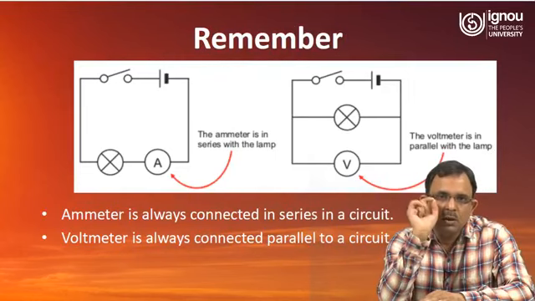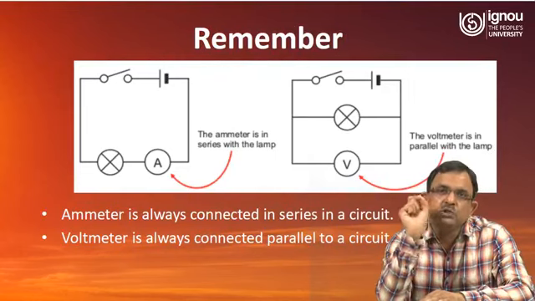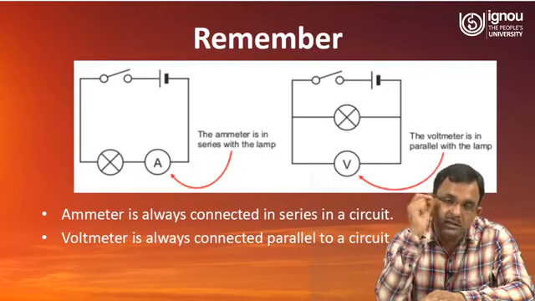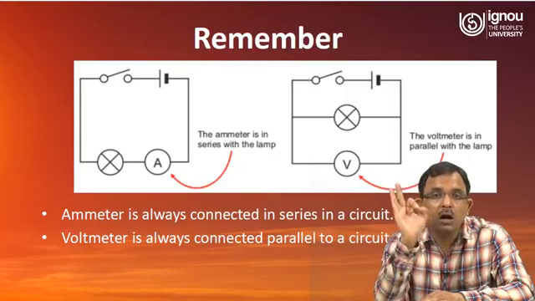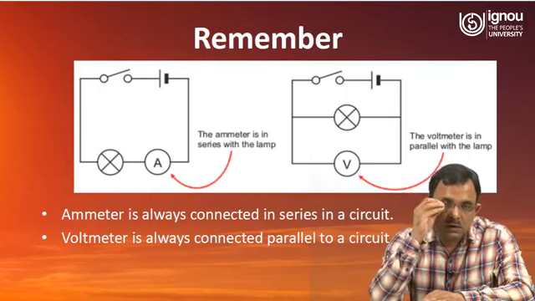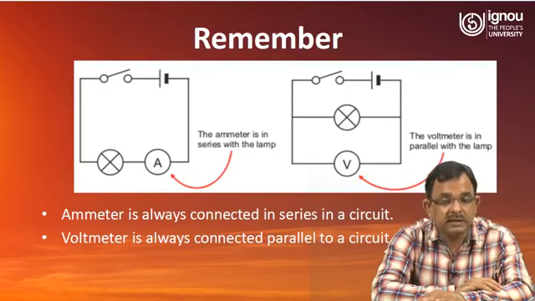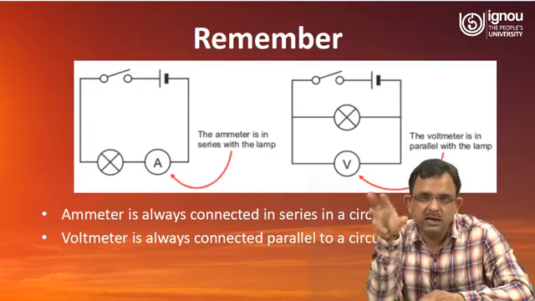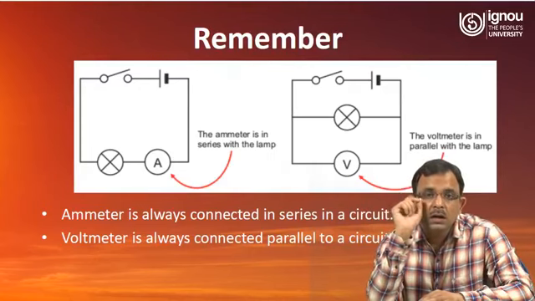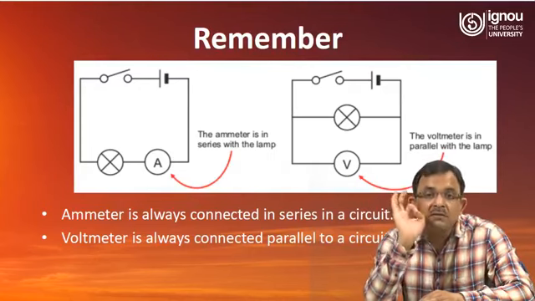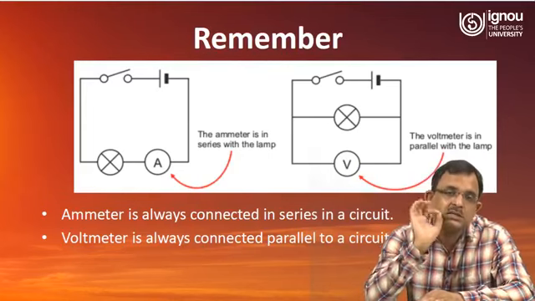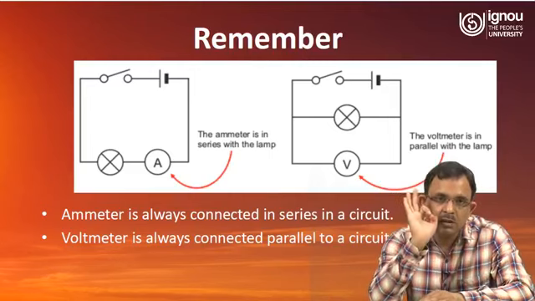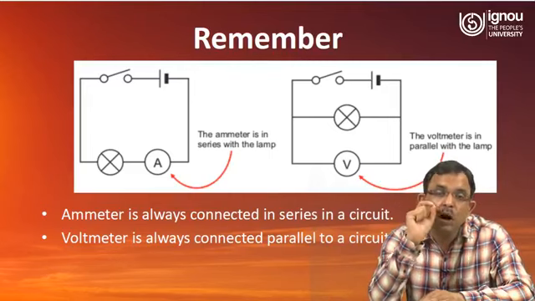Remember, when you are helping them to connect the ammeter and voltmeter in the class, or you are asking them to draw the diagrammatic representation of an electric circuit, the ammeter is always connected in series with the instrument through which the current is flowing. Why? Because you want to know how much current is flowing.